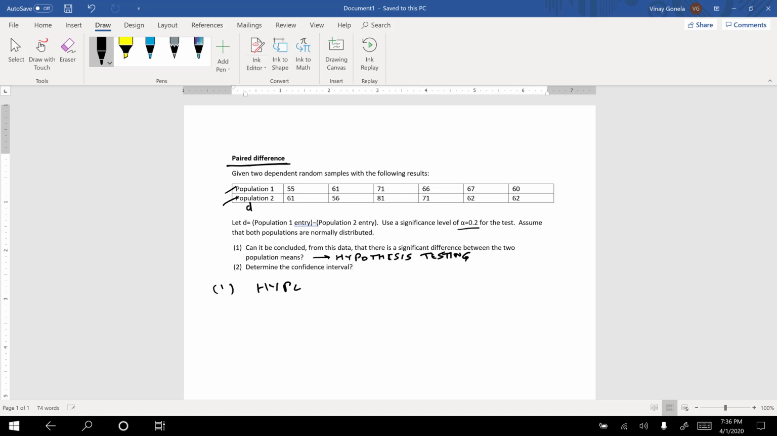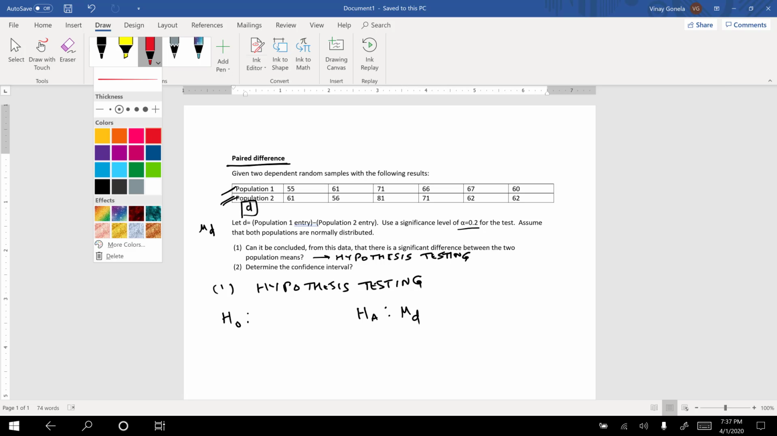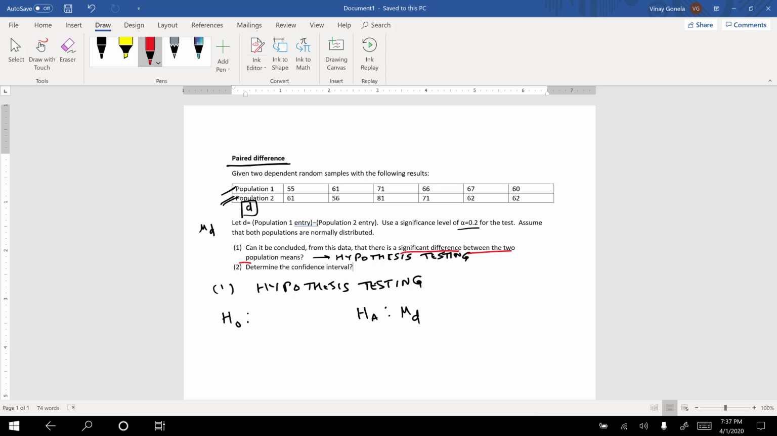So hypothesis testing, the first step of hypothesis testing is to define our null hypothesis, which is H null and H alternative. So in this case, as we previously discussed, even though we have two different sets, we convert them into one set by calculating their deviations, and we will call the population of this deviation mu d. So the question asks that there is a significant difference between the two population means. So that means, are the two population means different? So this means mu d not equal to 0.